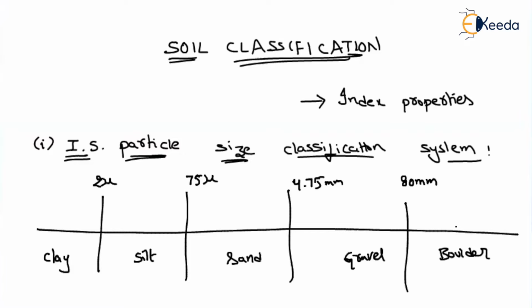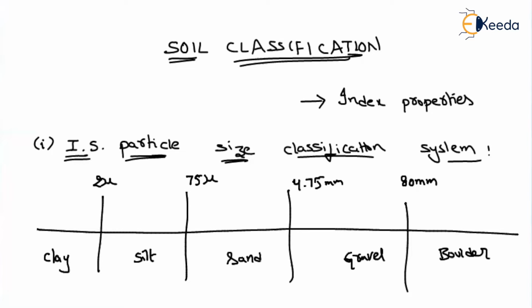If it is less than 2 micron, we will classify it as a clay. 2 micron to 75 micron, silt. 75 micron to 4.75 mm, sand. 4.75 mm to nearly 80 mm, then we will call it a gravel. So this is purely based on the size of the soil particles. We are not including any other parameters here. That's why it is called a particle size classification system.